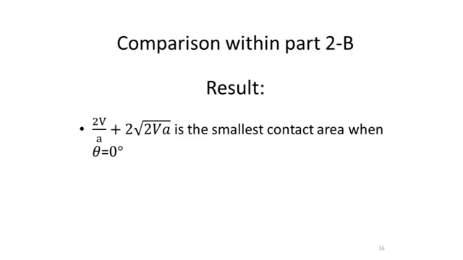After comparison between all four subparts in part 2b, we know that 2v over a plus 2 times root 2va is the smallest contact area when theta equals to 0 degree.